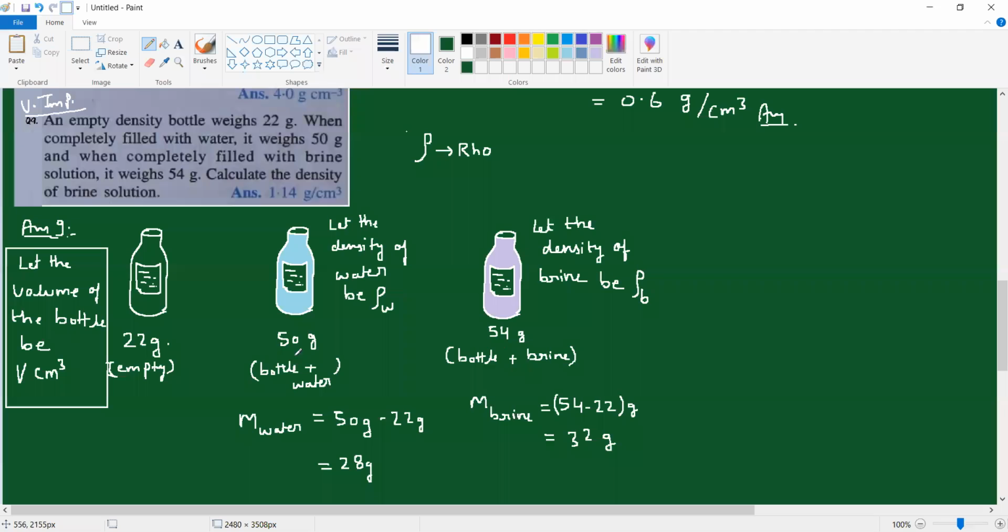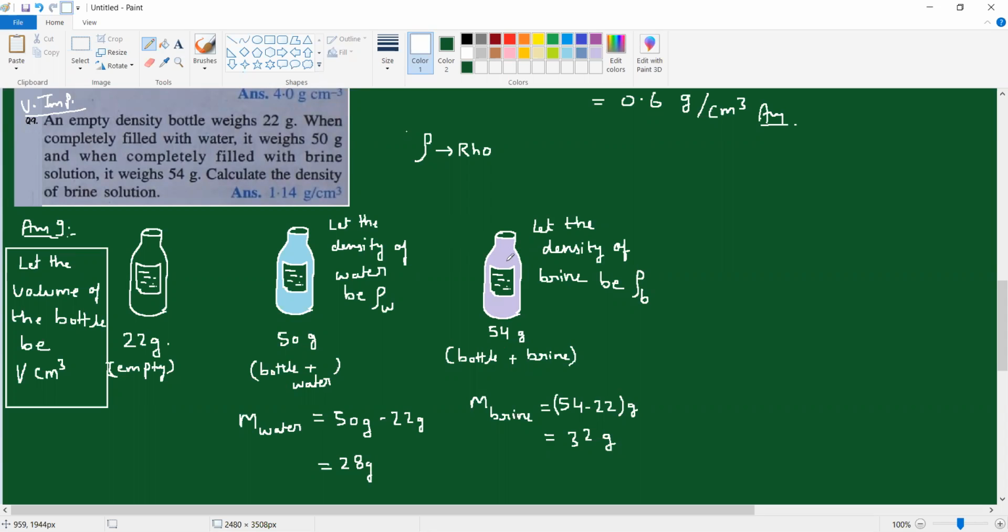Mass of water with bottle is found to be 50 gram. So if we subtract the weight of the bottle from 50 gram, we will get the mass of water. The mass of water is equal to 28 gram, 50 gram minus 22 gram. Then again the identical bottle was given, filled with brine solution.